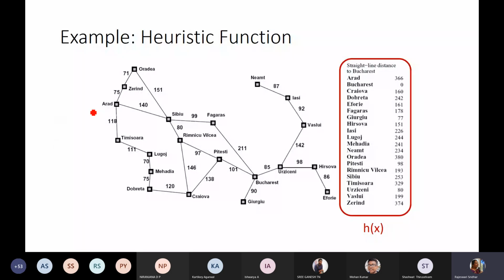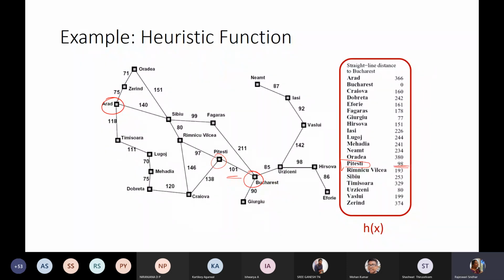Now let us consider this map. This is what we talked about in the first case, where you had the map of Romania. So your starting point is this city Arad, and your goal state is this particular city called Bucharest. Now you have to estimate the straight line distance between all pairs of cities. So for example, you consider this city Pitești. If you have a path from Pitești to Bucharest, the path cost is 101, whereas if you look at the straight line distance, it will be 98.